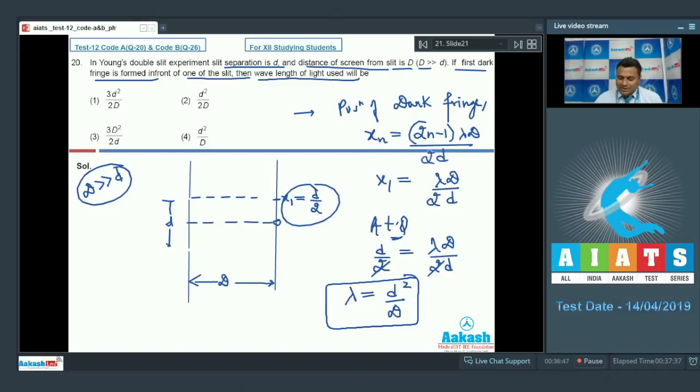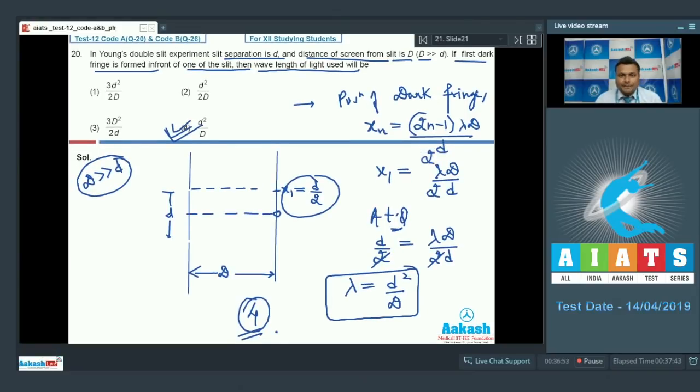So this is the value of lambda we get, and option number 4 is perfectly matching, so we'll go with option number 4 only. Move on to the next, that is 21 number.